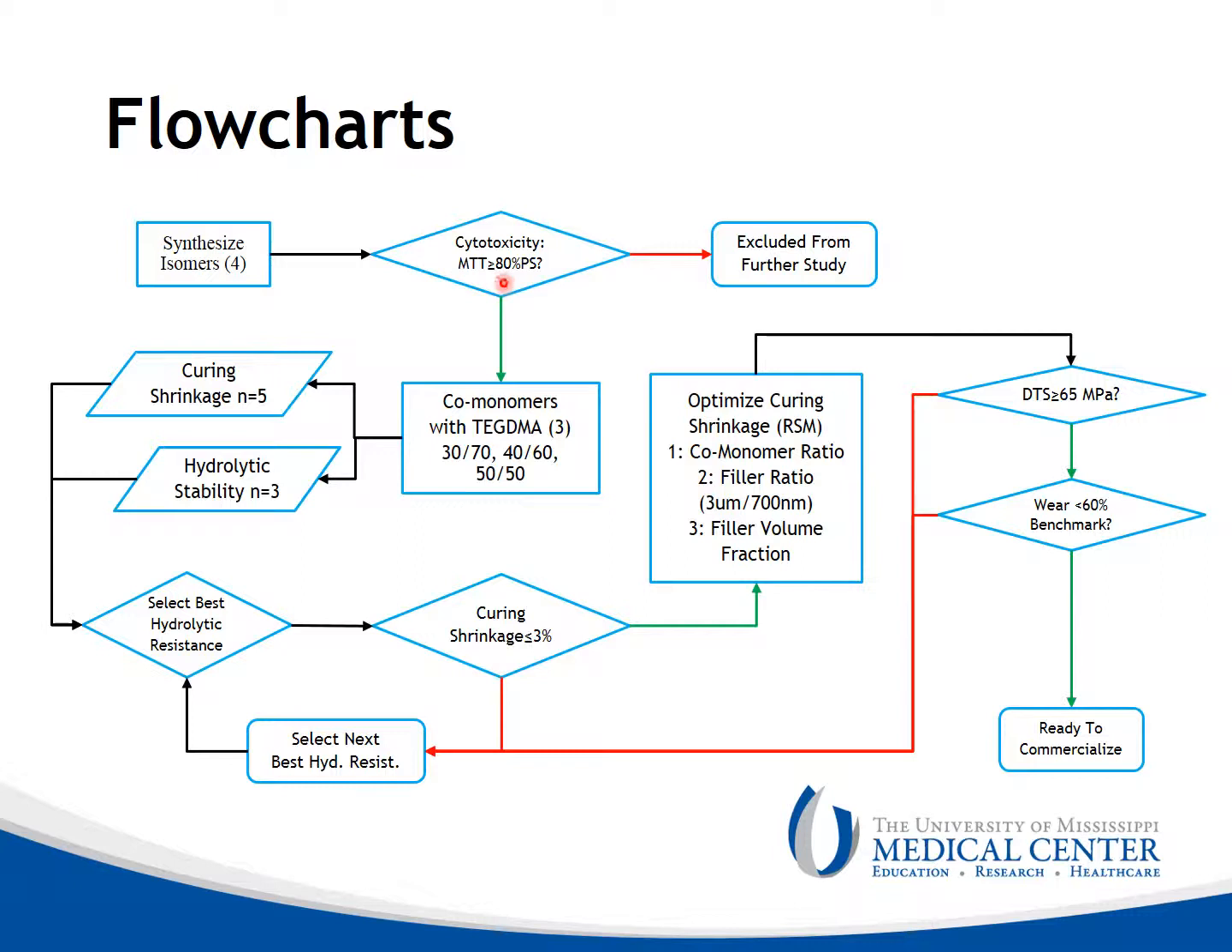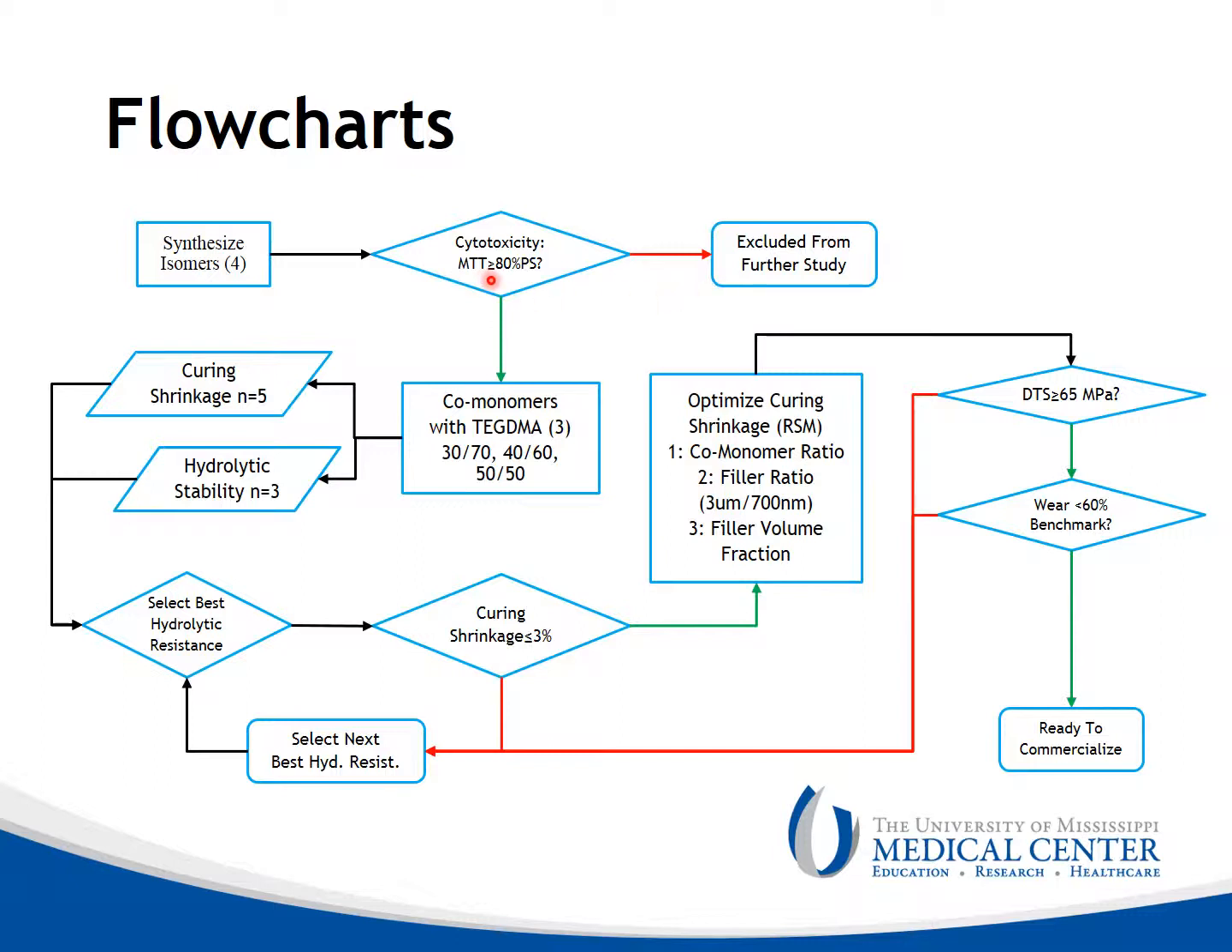In this case, MTT assay to determine cellular activity. Lack of cellular activity indicates cytotoxicity. And so if it's not 80% or better of the activity we have in contact with tissue culture polystyrene, then we say it's a cytotoxic material and we're not going to investigate it anymore. So we exclude it from further study.